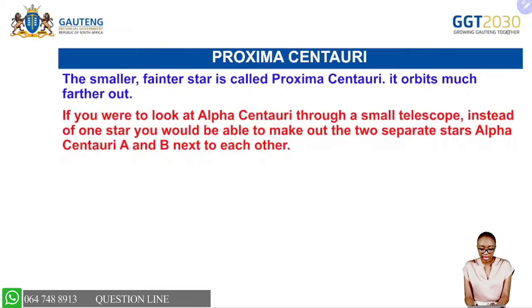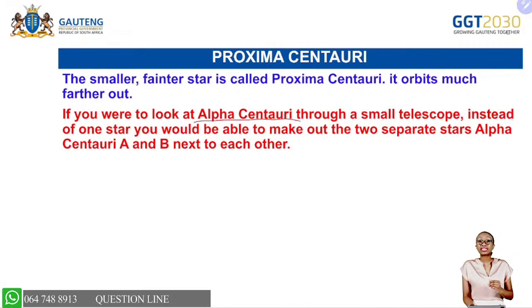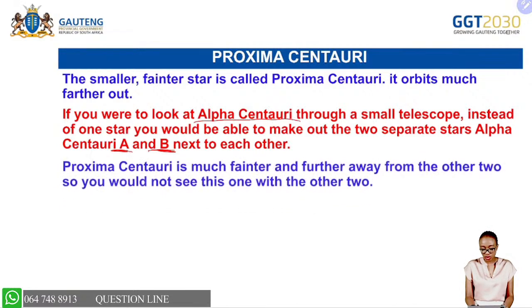So if you were to look at the Alpha Centauri, the one that is next to it, through a small telescope, instead of one star, you will be able to make out two separate stars called Alpha Centauri A and Alpha Centauri B. And these are next to each other.